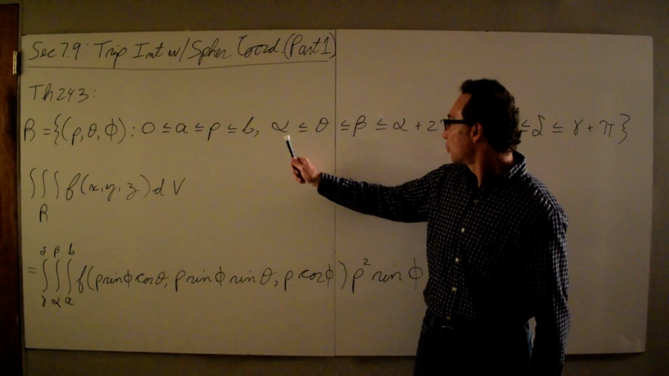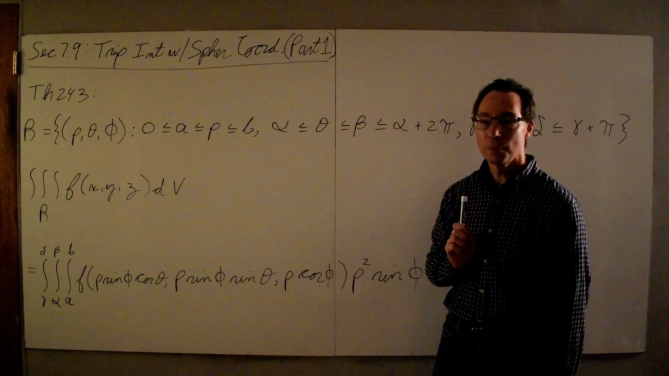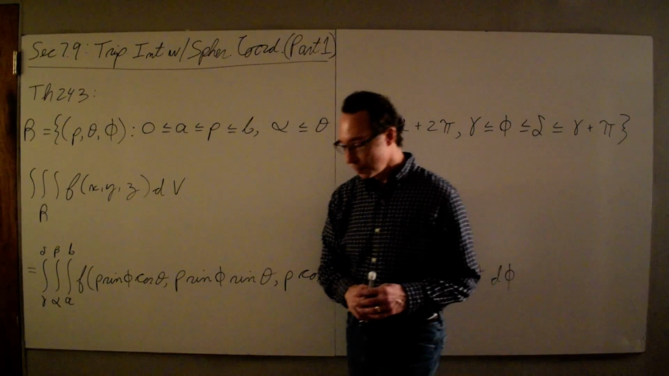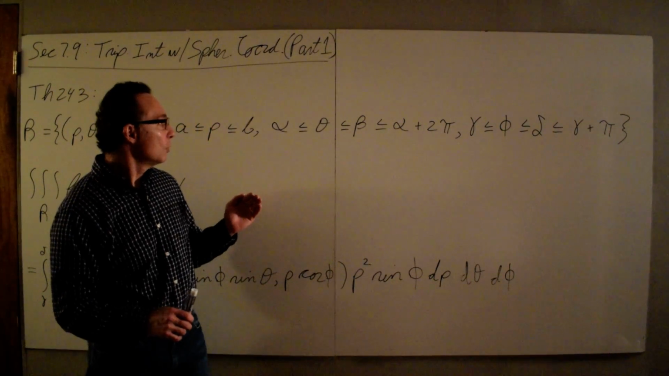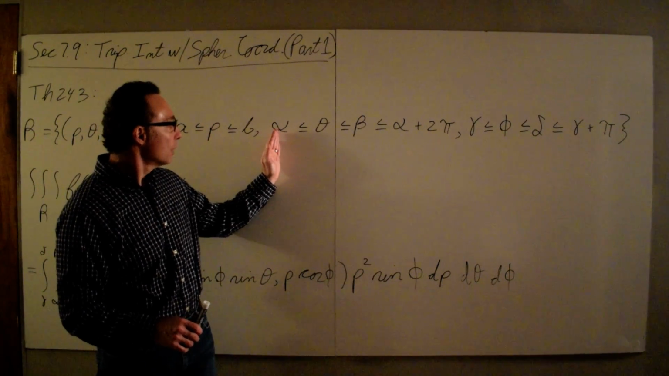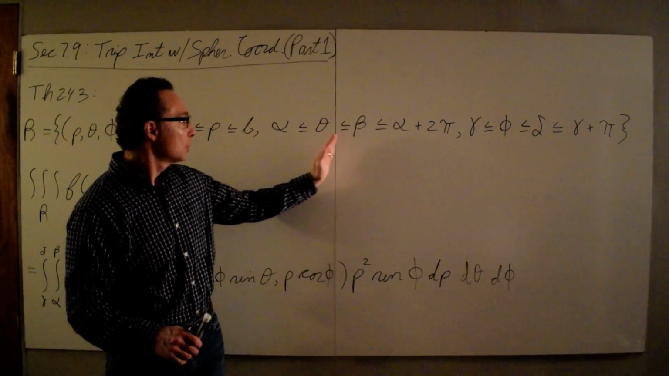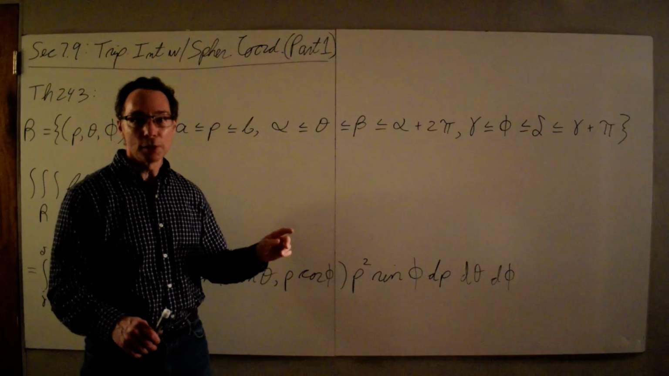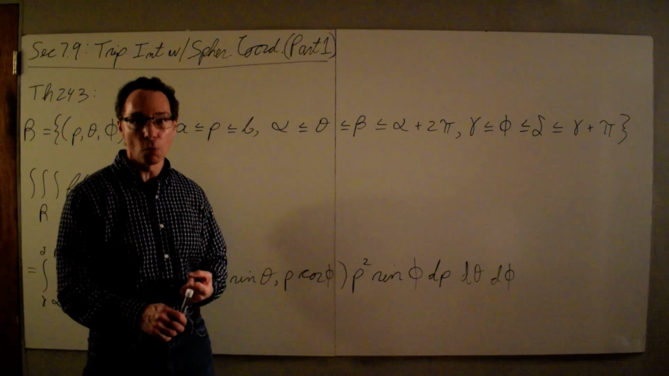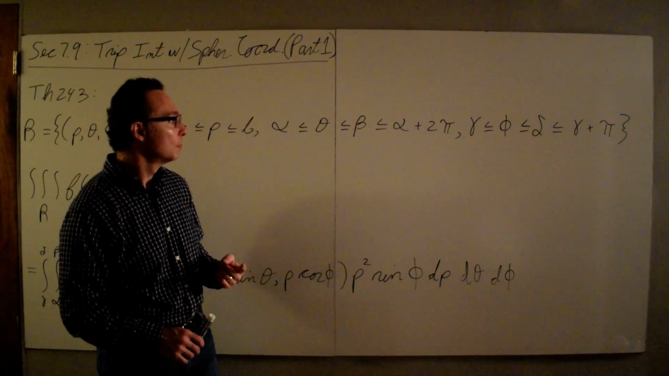Theta goes from alpha to beta. Now remember, we don't want theta to be too crazy here. So theta goes from alpha to beta, but beta is less than or equal to alpha plus 2 pi. So we don't want theta to go around more than one revolution, is the idea here.